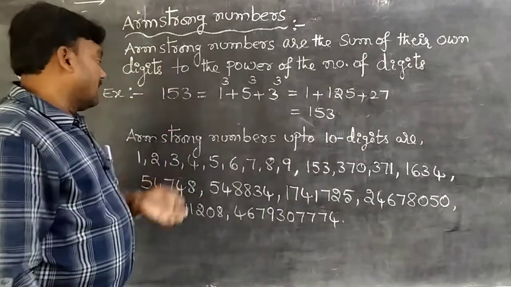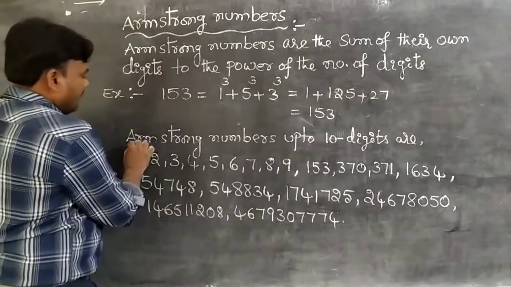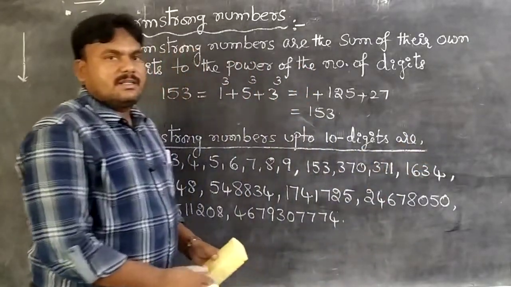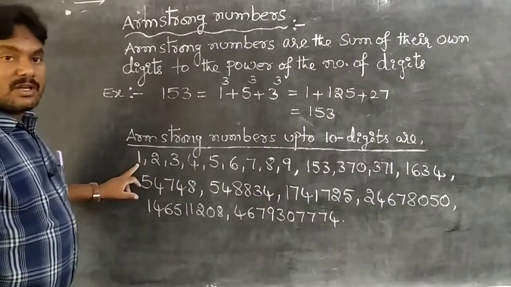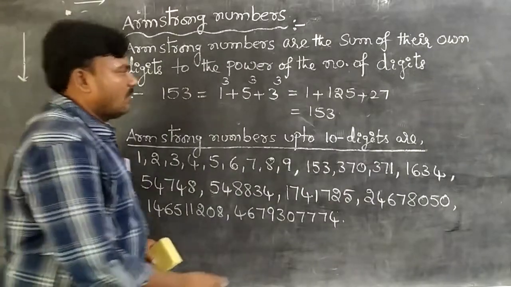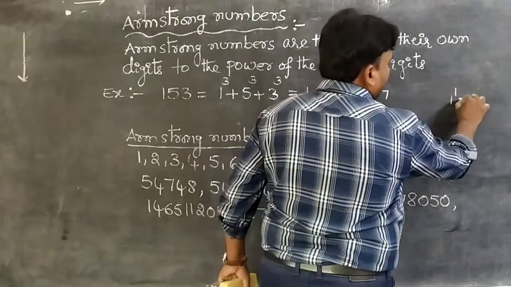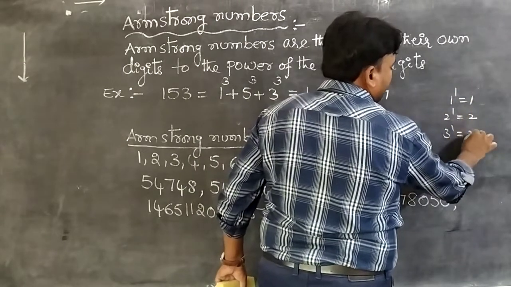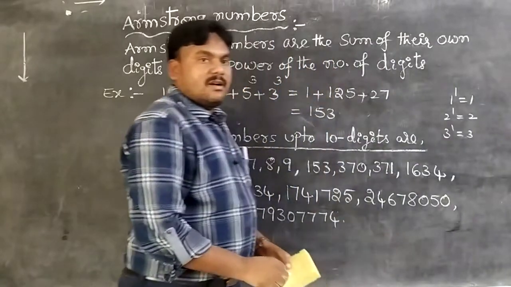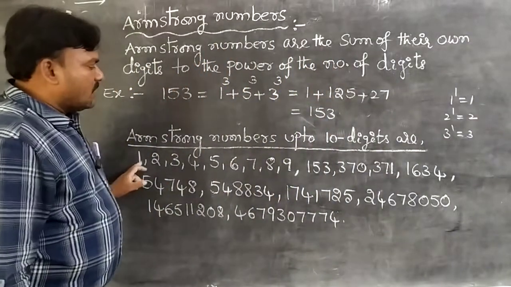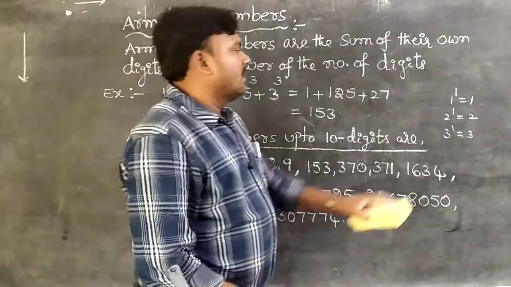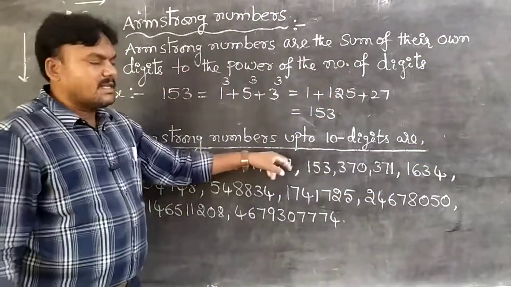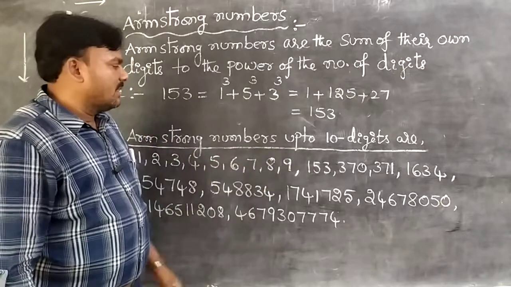Yes, we have taken Armstrong numbers up to 10 digits. 1 is also an Armstrong number. Why? Because 1 power 1 equals 1. 2 power 1 also becomes 2, and 3 power 1 also becomes 3. So 1 to 9 are also Armstrong numbers. There are no 2-digit Armstrong numbers.